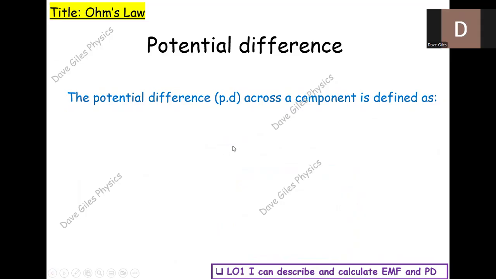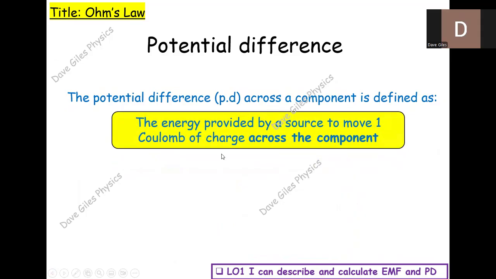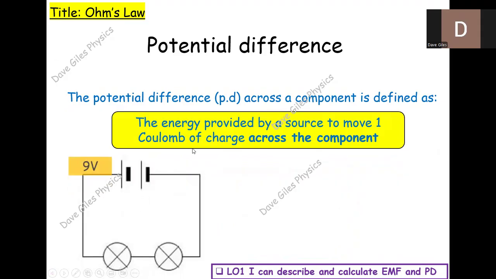So potential difference across a component is defined as the energy provided by a source to move 1 coulomb of charge across the component. So they are similar definitions. So here, I've got a 9-volt battery, because it's 2 cells in this case, and these are 2 bulbs, and assuming you have the same resistance, that will be split evenly across the 2 components. So 4.5 volts here and 4.5 volts there. So very, very similar terms, potential difference and EMF.